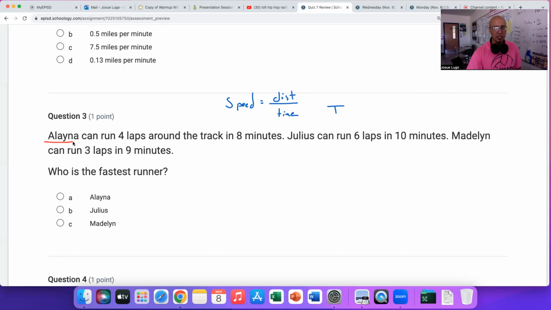So we begin with Aliana, and Aliana does 4 laps in 8 minutes. I'm going to do her in red here. She does laps per minute. That's her distance over time. And she does 4 laps in 8 minutes. So if I want to find her unit rate, I want to see how many laps she's going in 1 minute. So 8 divided by 8 is 1. 4 divided by 8 will be 0.5. So that's half a lap in 1 minute. That's for Aliana.